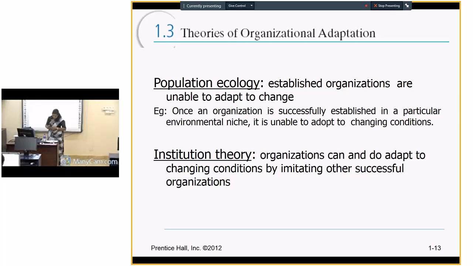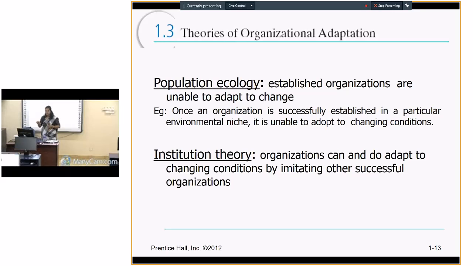The first one is the population ecology. What does it mean? In population ecology, the established organizations are unable to adapt to change. There are some organizations that might not be able to adapt to the change. Give me an example for that. For example, assume a particular organization is set up within a particular environmental niche. So they might be serving that niche. Even though environmental conditions are changing, they might be unable to go with that. So they have the resources and the competencies only to serve that particular market niche.